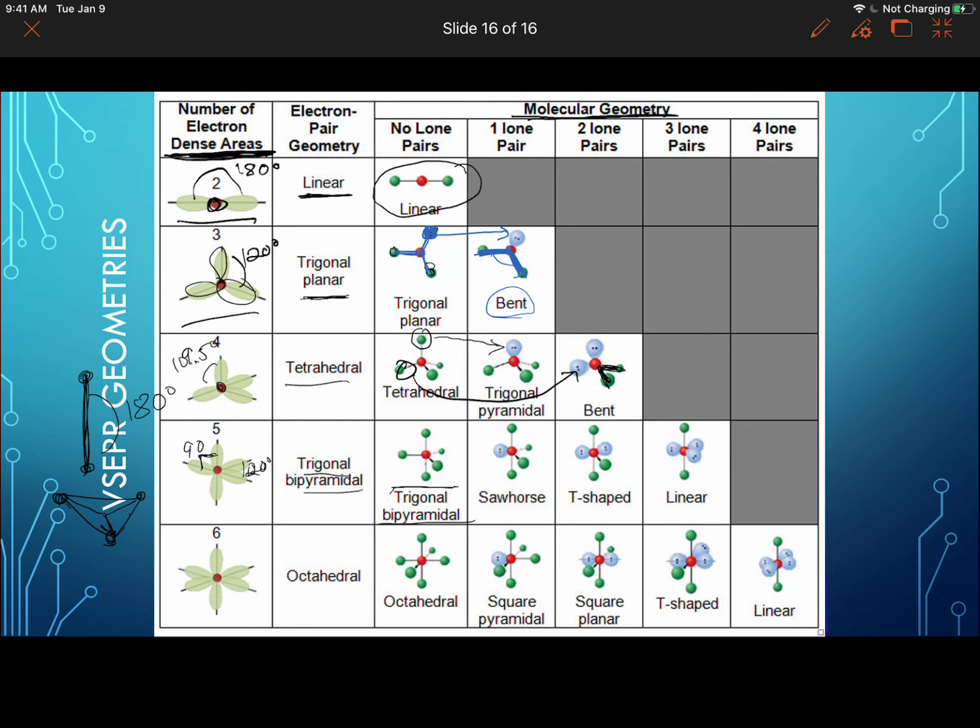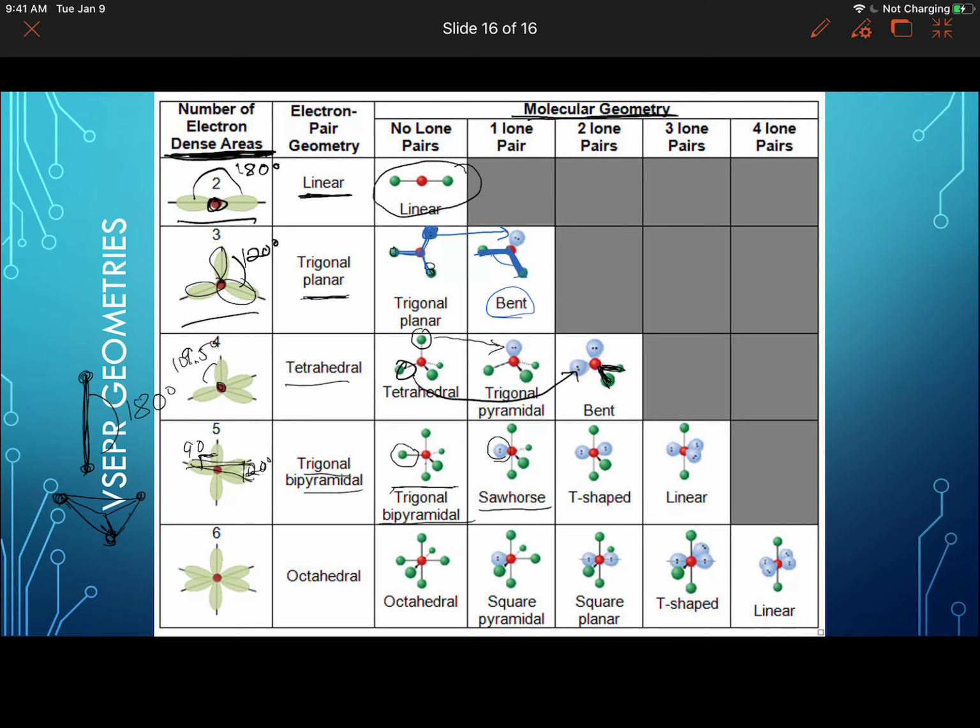If we take one of these groups and we replace it with an electron pair, we get what's called the sawhorse geometry. Now, first I want to point out where that electron pair has gone. It has gone into one of the equatorial positions, and that is where all of those electron pairs are going to go. The whole idea behind VSEPR is that we're trying to get our electron pairs to minimize repulsion. So we're getting them as far away from each other as possible.